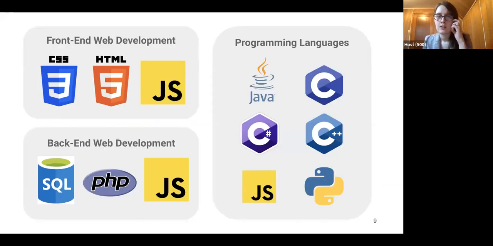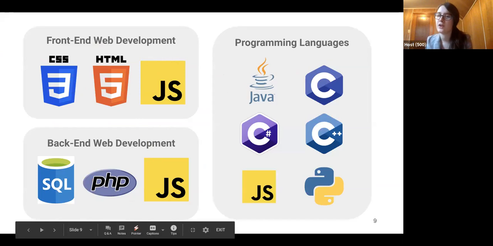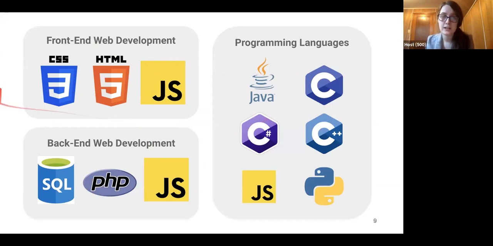Let's split all these into some categories. We've got some languages for front-end development, some languages for back-end development, and we've got programming languages. Front-end and back-end web development, these two categories are basically languages to build websites. So if you're wanting to build a website, or if you're doing one of the web design or web development CTE tracks, these are your guys: CSS, HTML, JavaScript, SQL, PHP, because these are what are used to build websites.